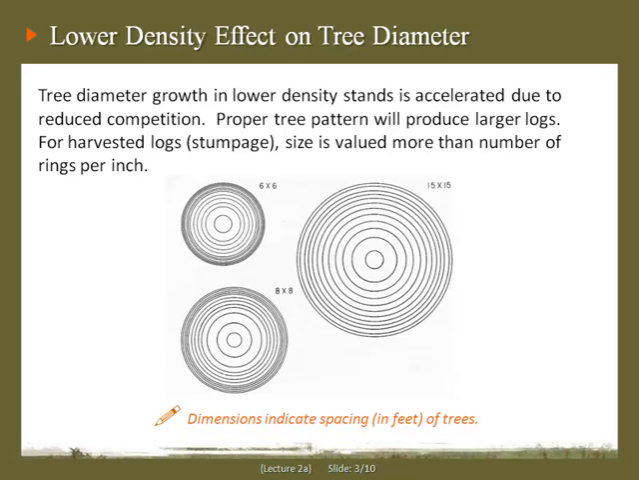Proper tree pattern will produce larger logs. For harvested logs, or stumpage, size is valued more than the number of rings per inch. Therefore, more open-grown trees can yield higher diameter logs more quickly. You might say, well, open-grown trees are going to produce more branches that will reduce the quality of my harvested logs. This is true. Open-grown trees in a silvopasture will require periodic pruning to get at least 16-foot clear logs for saw timber. We will address this more thoroughly in Module 4.